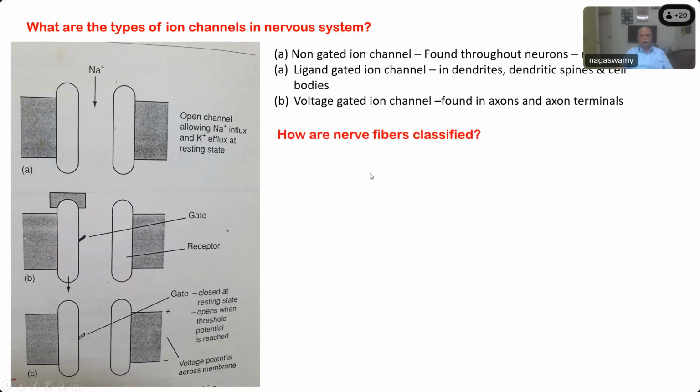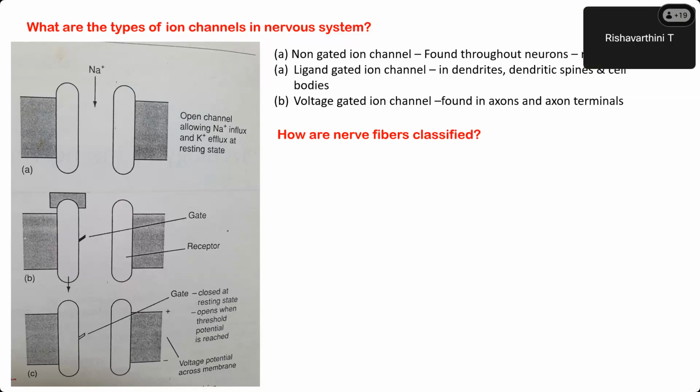The next important point we must know is how nerve fibers are classified, because their size and their myelination decide how they are going to function, whether they can transmit impulses faster or are slow conductors. All that can be decided only when we know what type of nerve fiber it is. So how do you classify the nerve fibers? Based on diameter and conductance, A alpha.